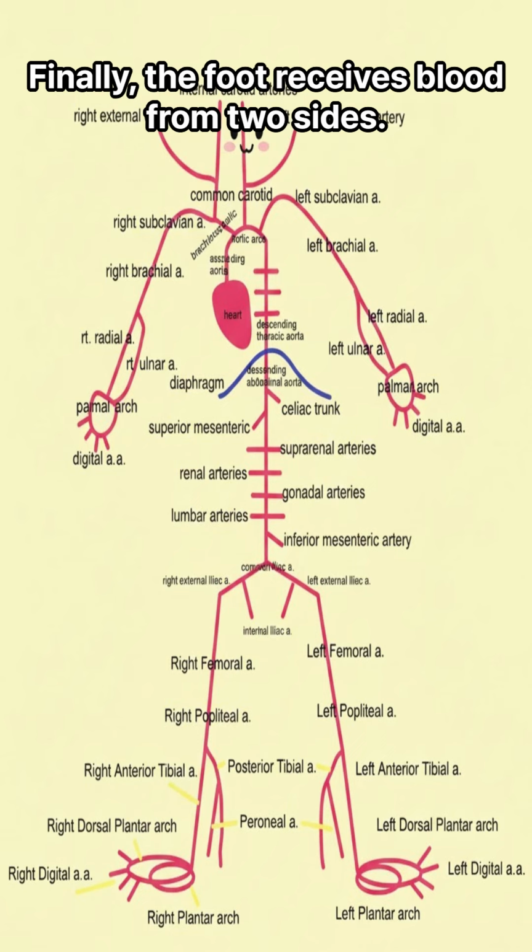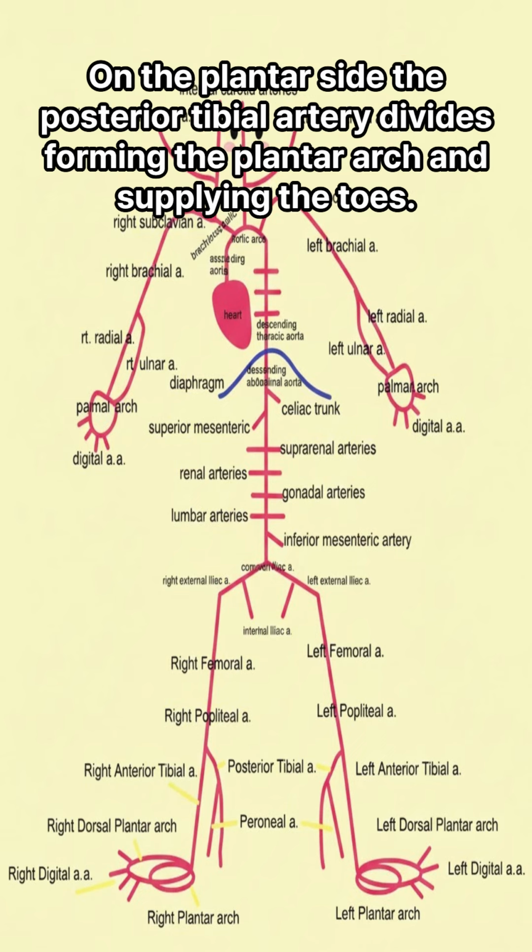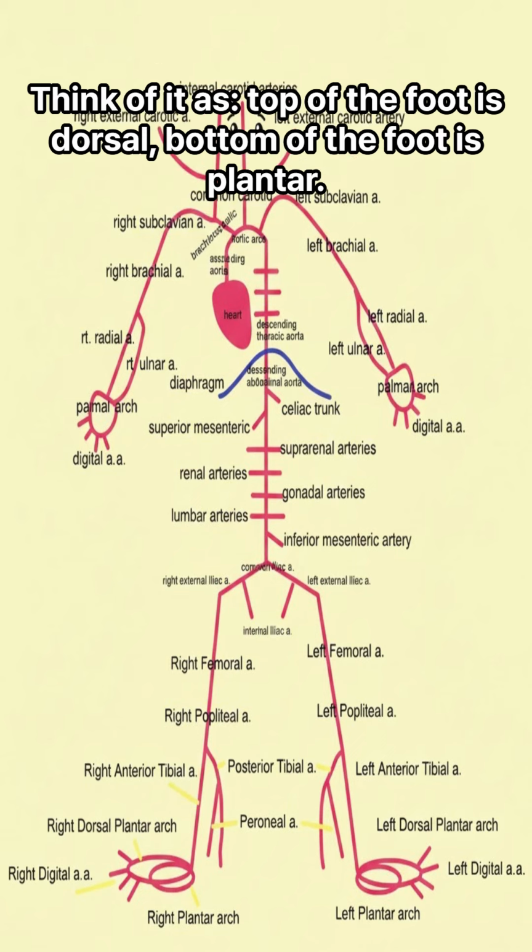Finally, the foot receives blood from two sides. On the dorsal side, the anterior tibial artery becomes the dorsalis pedis artery. On the plantar side, the posterior tibial artery divides, forming the plantar arch and supplying the toes. Think of it as top of the foot is dorsal, bottom of the foot is plantar.